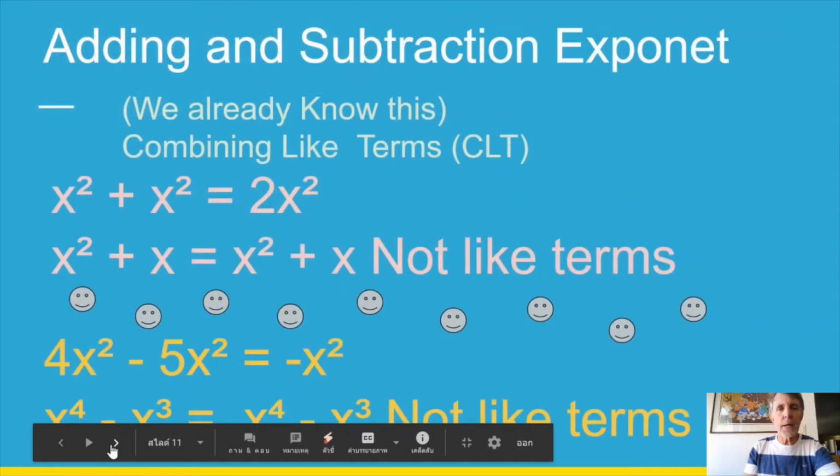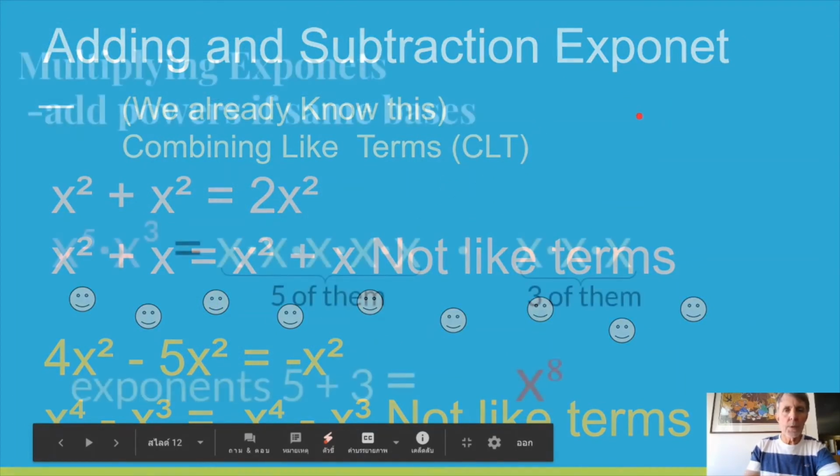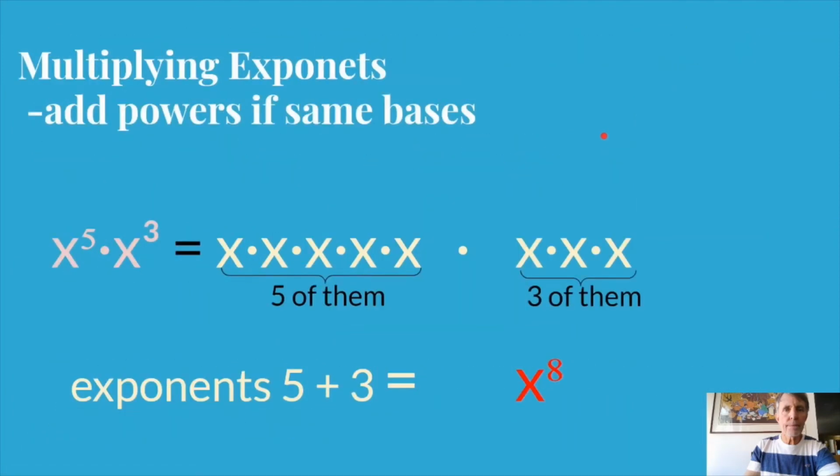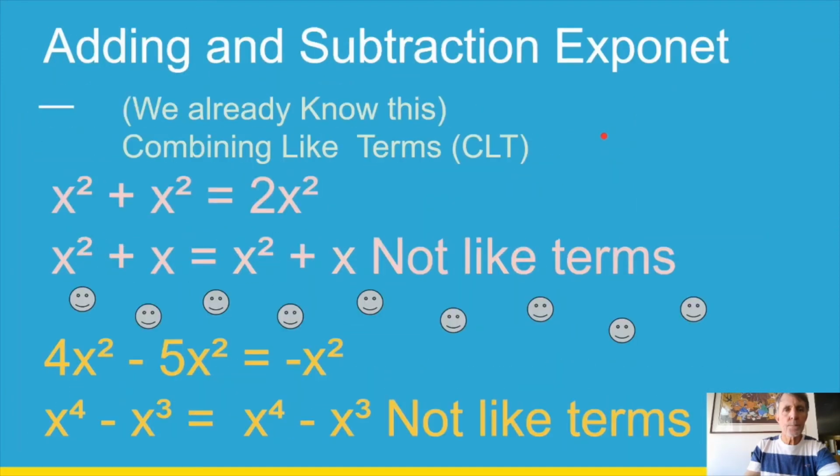Let's talk about exponent rules. Adding and subtracting exponents. So we already know this. It's called combining like terms.